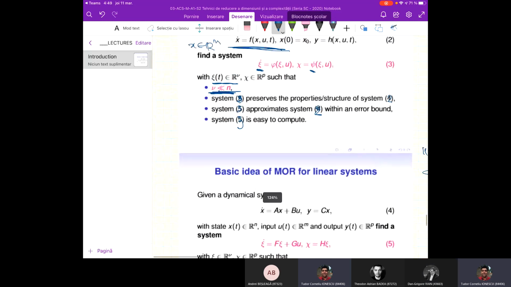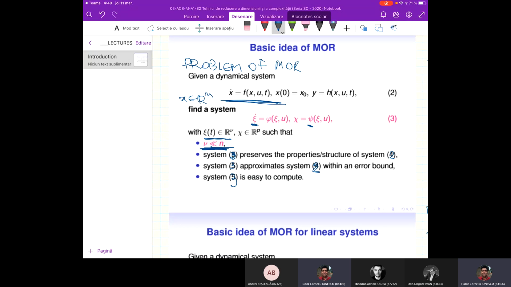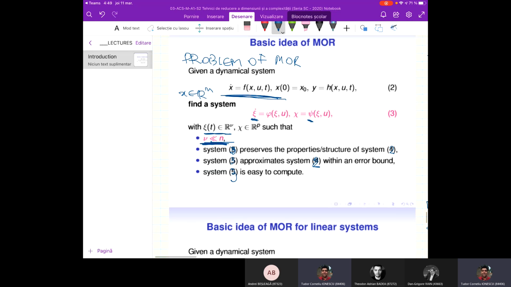Now, this is the general case with f of x. This is complicated. Of course, there are methods for general dynamics described in this fashion with f of x. But we'd like to start from a particular case, which is very important for us, especially for people in control, but also for people in other fields.